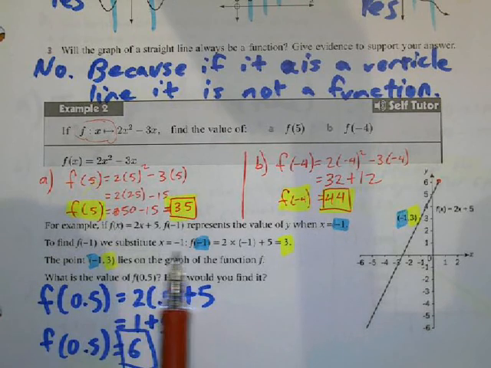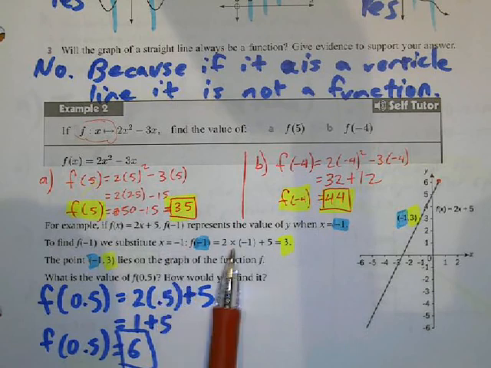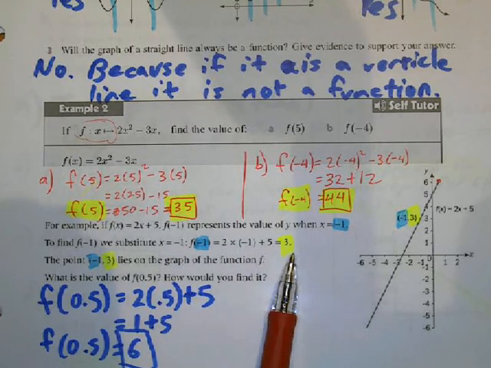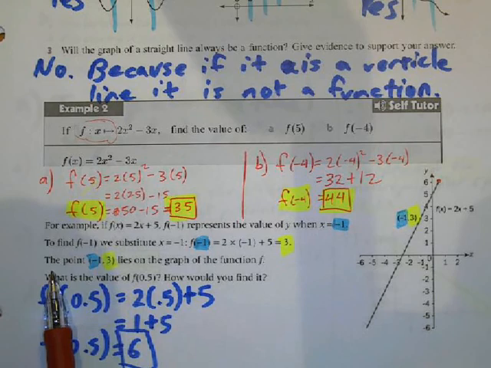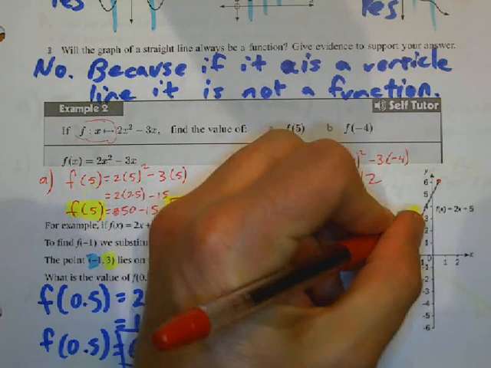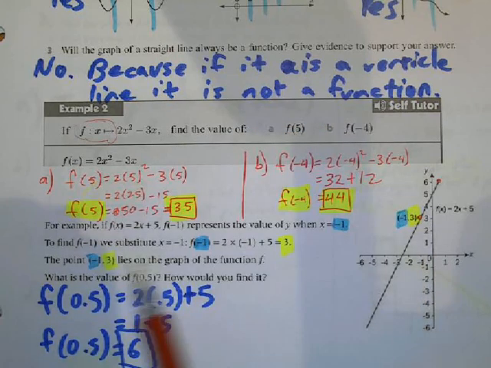We substitute negative 1 in the equation in place of x, and then we get 3. So this gives us the point negative 1 comma 3, which is this dot right here, and it lies on the function. So what is the value of f of 0.5, and how would you find it?